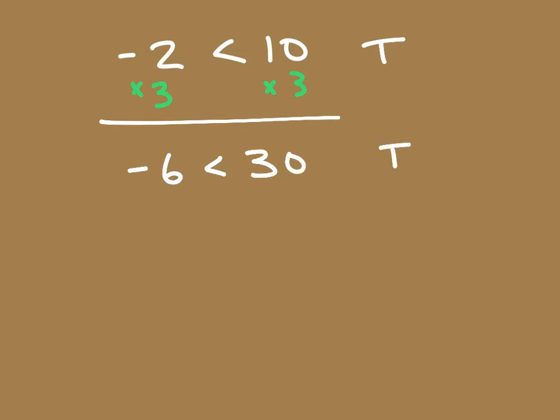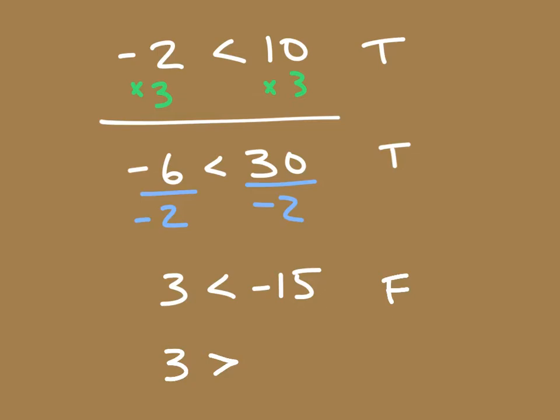But if I were to divide both sides by -2, then something interesting happens. When I do that, I have -6 divided by -2, which gives me a +3. And then I've got 30 divided by -2, which gives me a -15. Now notice that if we just carry down our inequality symbol, I have 3 is less than -15, and that's not true. What I've got is a false statement here. So in order to make this true, I have to reverse my inequality symbol and say that 3 is greater than -15.